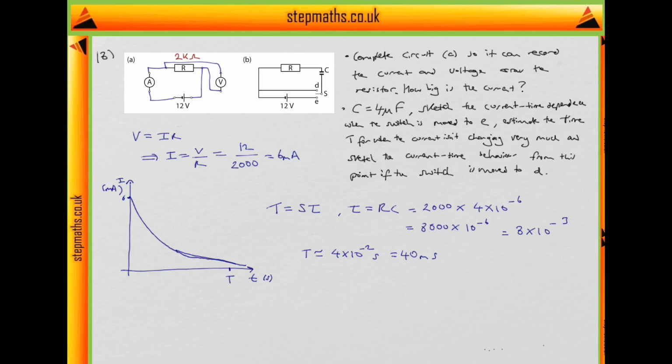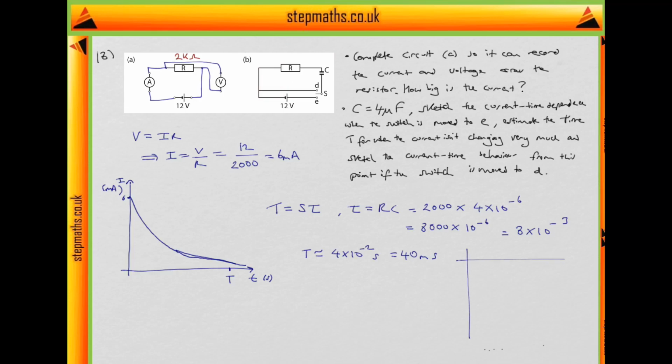Okay, well now we're asked to sketch the current time behaviour from this point if the switch is moved to D. Well, what's going to happen now is there was a build-up of positive charge on this capacitor on this side here. Now when it's connected to D, there's nothing to drive the charge. It's going to simply flow back the other way, so we're going to have the reverse. So we're going to sketch that down. We have the exact opposite of our other graph.